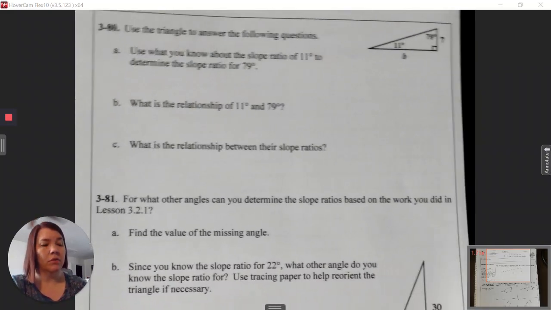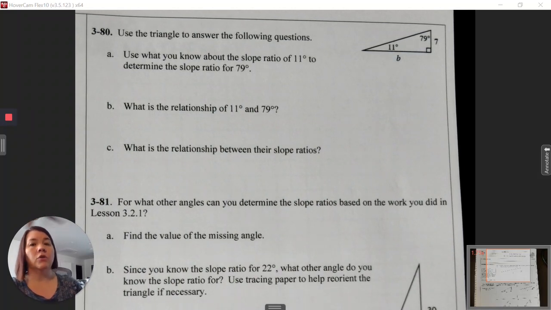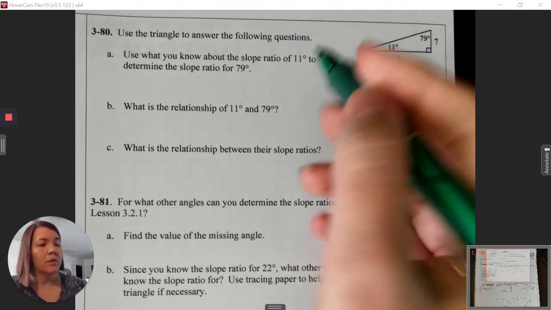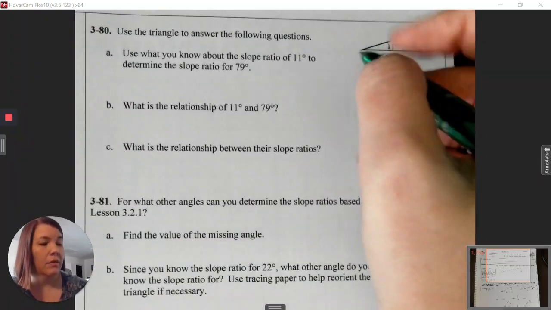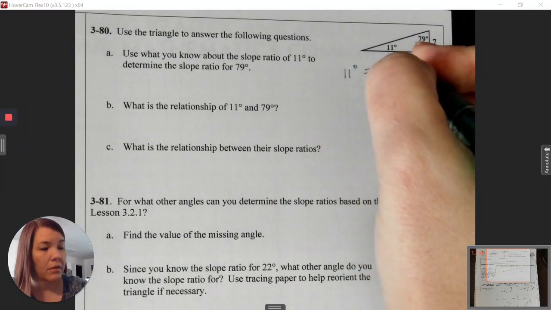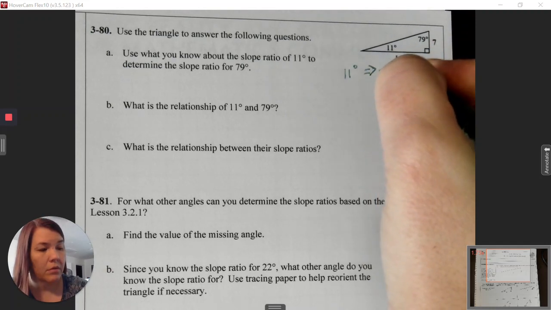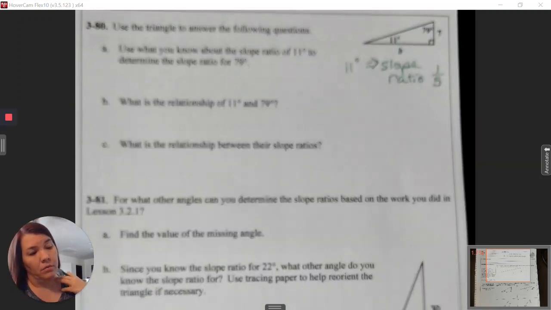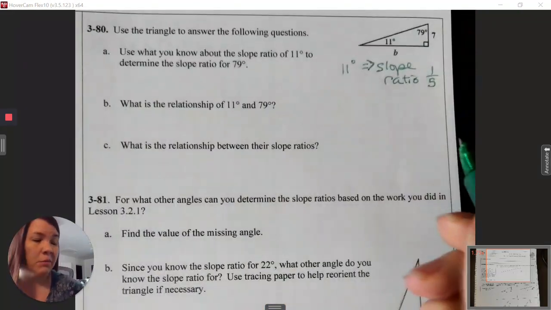Now, there's nothing in the sidebar, so I'll just use that as I need it. Use the triangle to answer the following questions. Use what you know about the slope ratio of 11 degrees to determine the slope ratio of 79 degrees. So, 11 degrees, the slope ratio is 1/5. So basically we're going to solve for B to help us figure out what was going on with 79. We'll get back to 79 in just a minute.